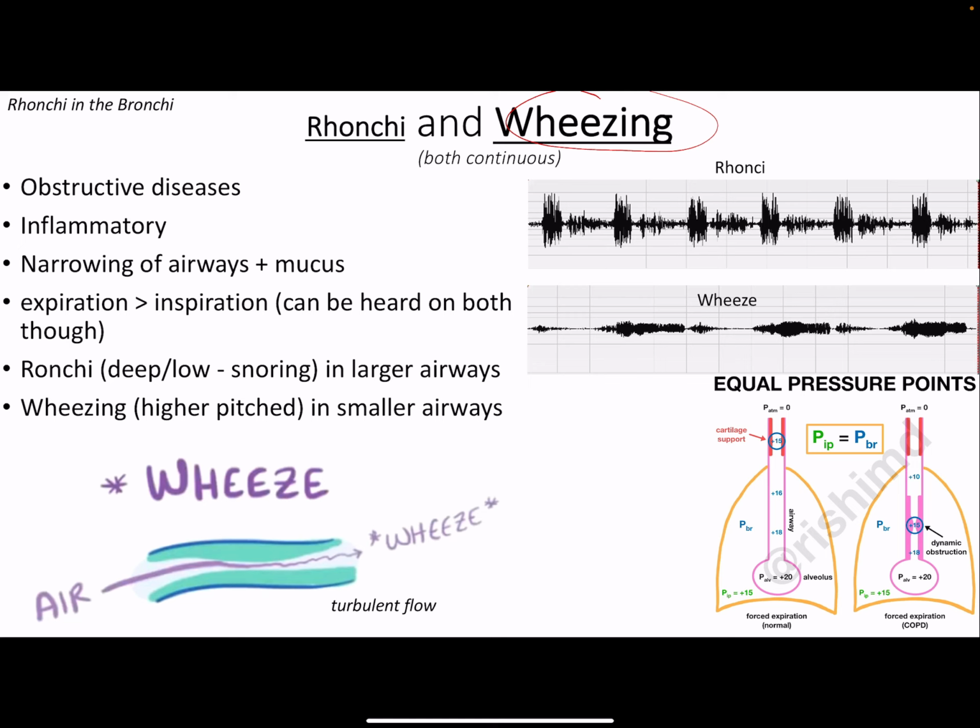Rhonchi is a little bit outdated, but it's obstructive, inflammatory, with turbulent flow where air has a hard time getting through. You could hear it on expiration and inspiration, but usually a little bit more on expiration. Rhonchi is technically a deeper, lower snoring, and wheezing is a little bit higher pitched. So let's take a listen.